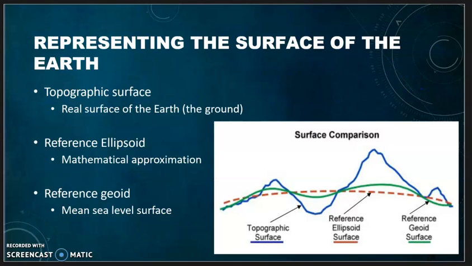As we'll see in the next couple of slides, the actual surface of the Earth is very irregular and has mountains and valleys. Even if we didn't have those things, different densities beneath the Earth's crust cause differences in the gravitational pull at different parts of the Earth, undulating its shape. And so we have a few different ways that we measure the surface of the Earth. We have our topographic surface, which is the real surface of the Earth or the ground. We have the reference ellipsoid, which is a mathematical approximation. And then we have a reference geoid, which is the mean sea level surface.